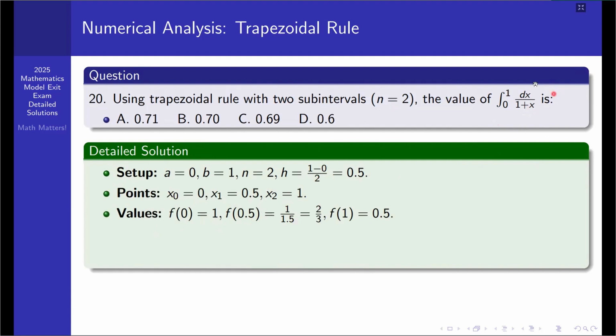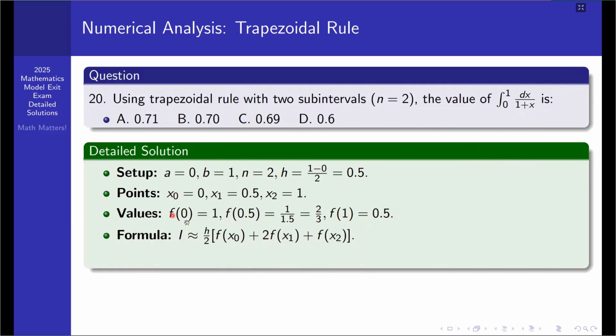So f of 0 is 1 over 1, that's simply 1. f of 0.5 is 1 over 1 plus 0.5, which is 2 over 3, and f of 1 is 1 over 1 plus 1, which is 0.5. Hence, the formula for the trapezoidal rule with two subintervals, that is when n is equal to 2, is h over 2 into f of x0, that is y0, plus twice f of x1 plus f of x2.